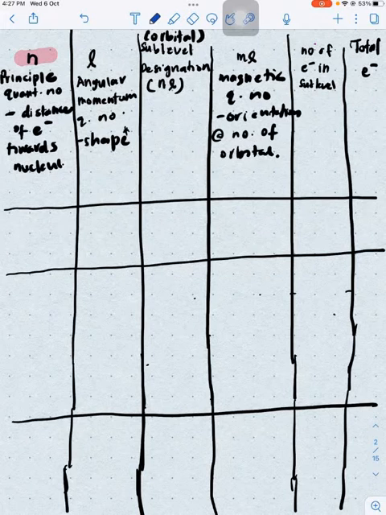So allowed value of n is always start with 1. Maksudnya level yang terdekat dengan nukleus tu, kita akan label dia sebagai 1 lah, level 1. And this value can be up to infinite. Okay. So bergantunglah, tapi kita tak discuss banyak pun. Kalau untuk all 100 elements in the periodic table tu cukup sampai level 7 je. Okay. Tapi untuk today kita akan discuss sampai level 4 saja. Okay. Alright. So now you can see that, okay, itu allowed value of n.